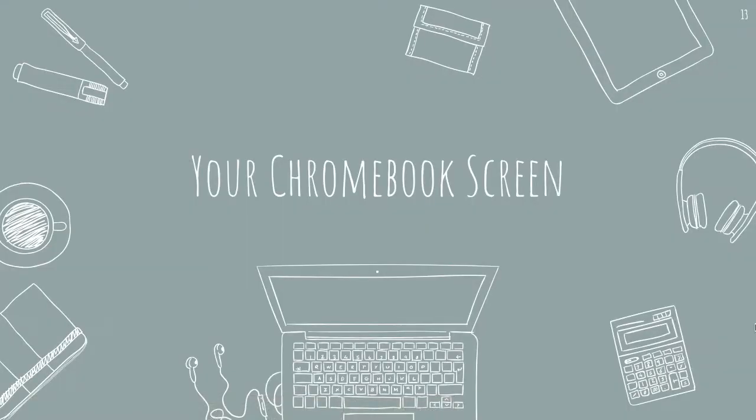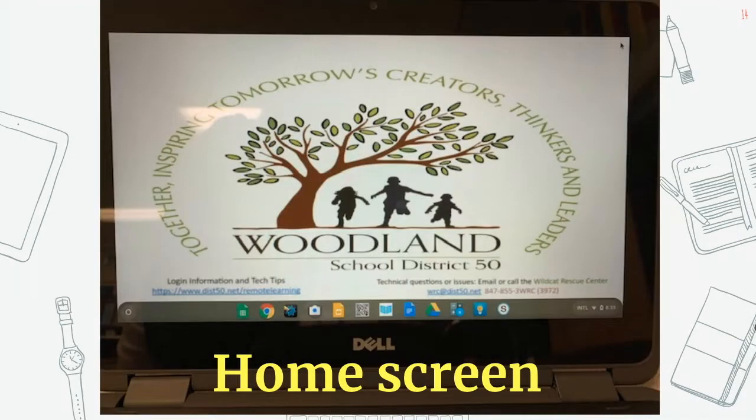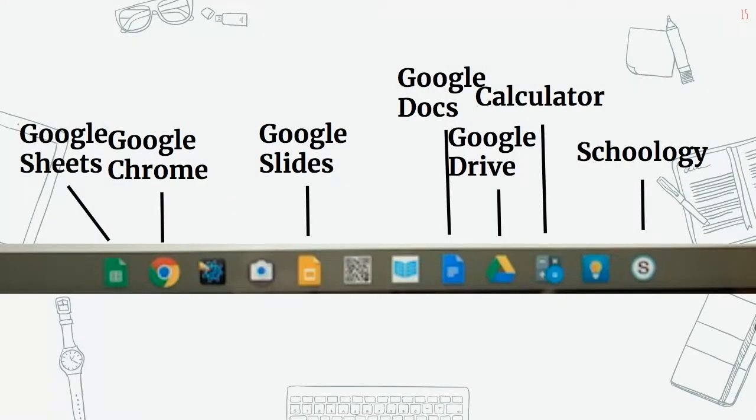Now let's take a look at your Chromebook screen to see what you see on there. This is your home screen. This is what you will see if you exit out of Google Chrome. You might do this by accident, which is okay, and we could get back into Seesaw or any other app very easily. At the bottom of your screen, you have some icons.